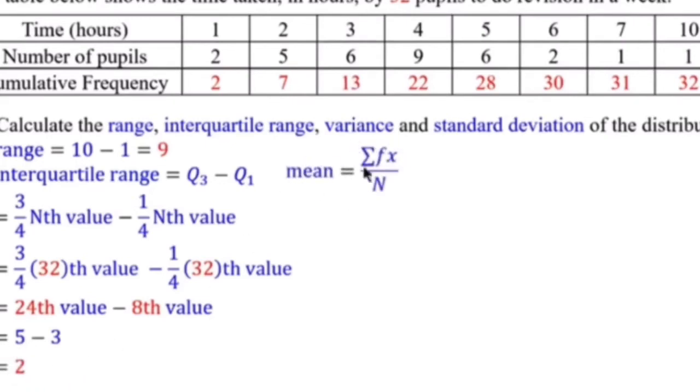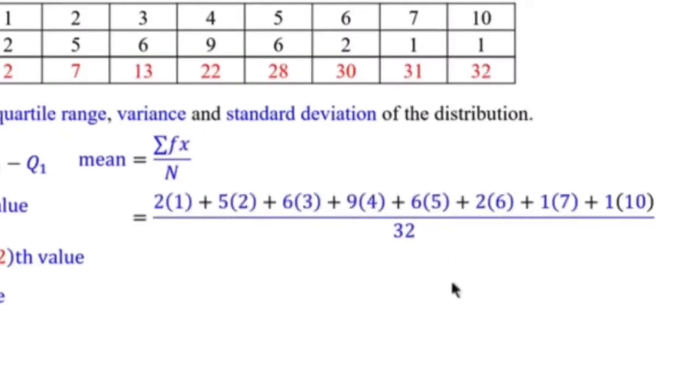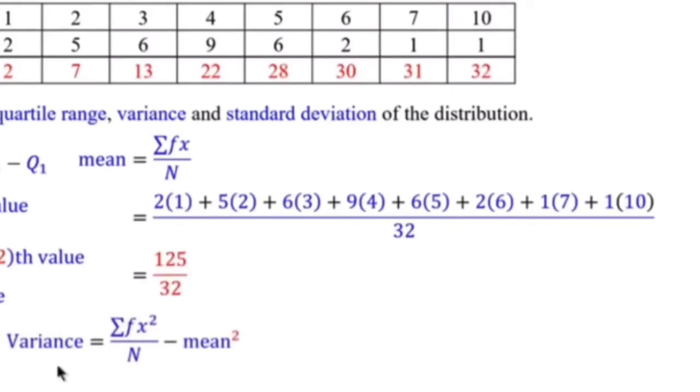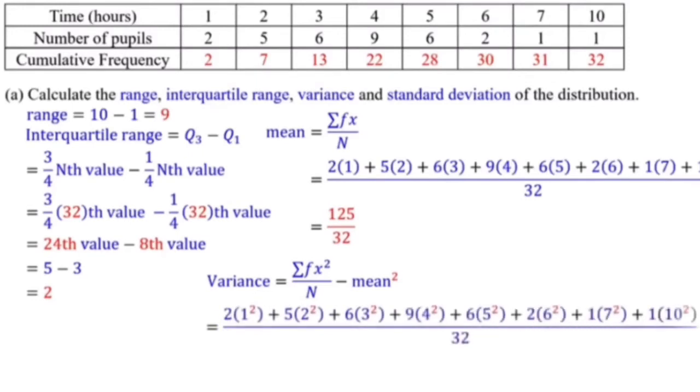For the mean, it involves frequency, so we choose a formula with frequency. We take frequency times the score, total frequency 32 over n. n is 32, so the mean is 125 over 32. The variance is the sum of fx squared over n minus the mean squared. So we need to take the frequency times the data. The frequency is given by the number of pupils, so we copy the frequency, and the data we square.